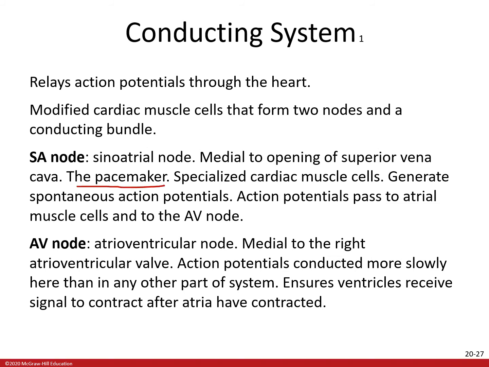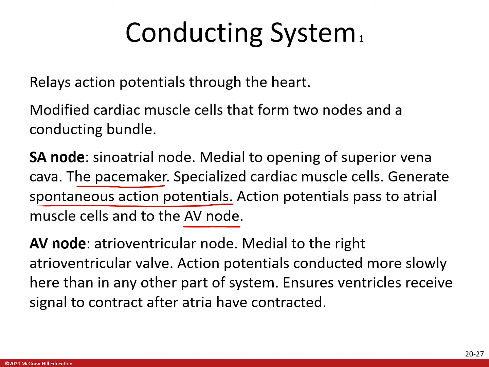So super important that it is called the pacemaker, and that is because it has specialized cardiac muscle cells that are going to generate these spontaneous action potentials. And then these action potentials are going to pass to the atrial muscles and then to the other node.